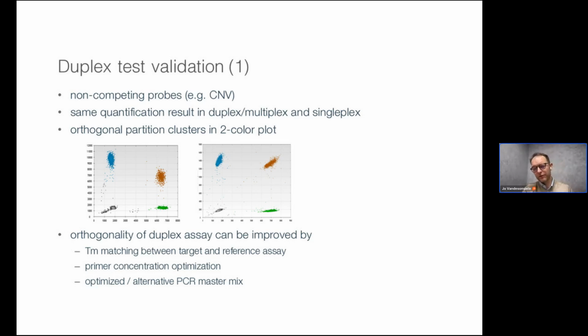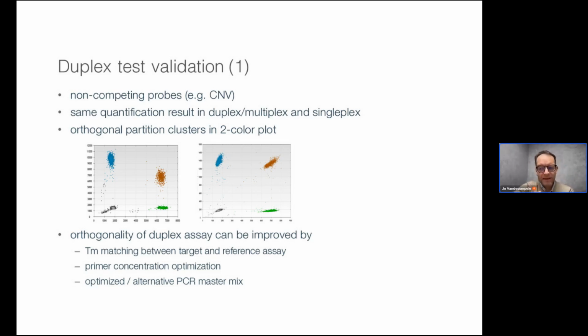This is just one example here on the left, a non-competing assay. I already explained that the double positive orange are not at the right location, so they are lower in the blue channel. By optimizing in different ways, it's about primer concentration, it's primer TM, sometimes changing the master mix, you can really get the double positives at the location where you expect them, which you see here on the right side.